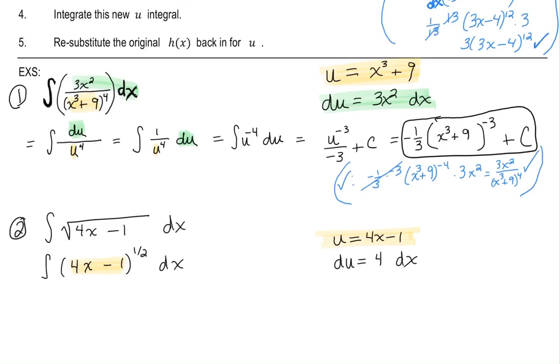Well, this one's a little different here because I don't have a perfect matchup, right? I'm liking the looks of what I'm seeing here with my u to the 1/2. That looks like something I'm going to be able to make a go of. But I can't just neglect this dx part. I have to get all of the x's and dx's into u's and du's. So it would make absolutely no sense here. This is mathematical nonsense to say u to the 1/2 dx. That makes no sense. So we can't have that. So we have to get the dx in terms of u's and du's.